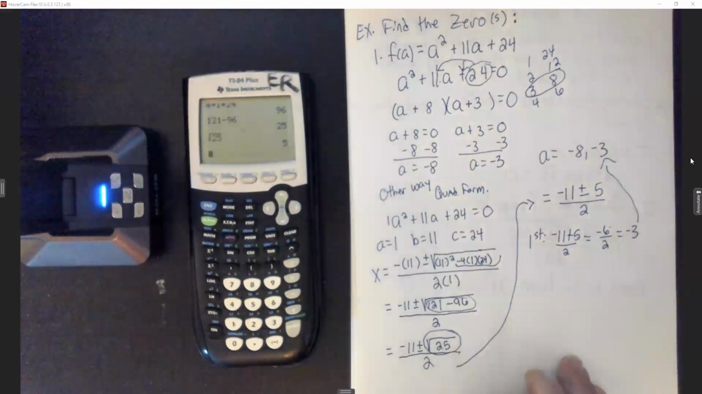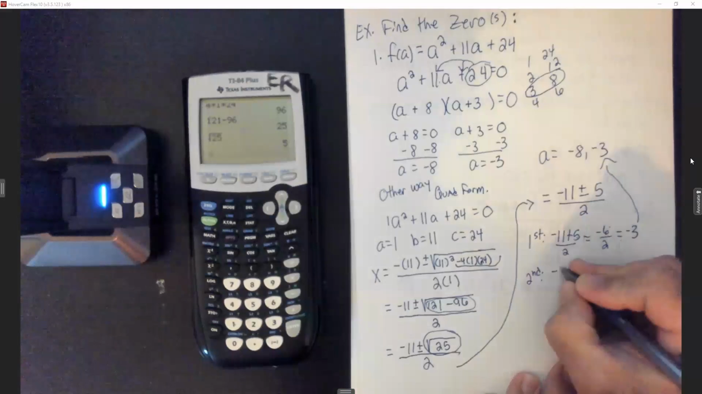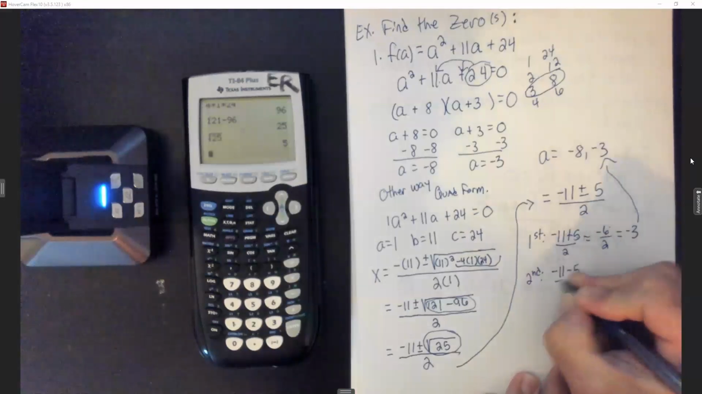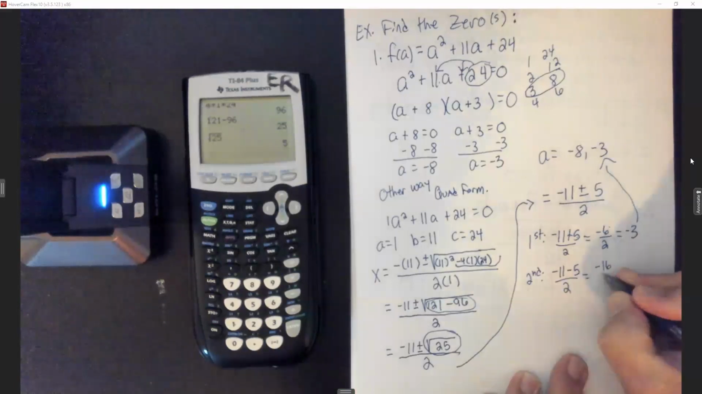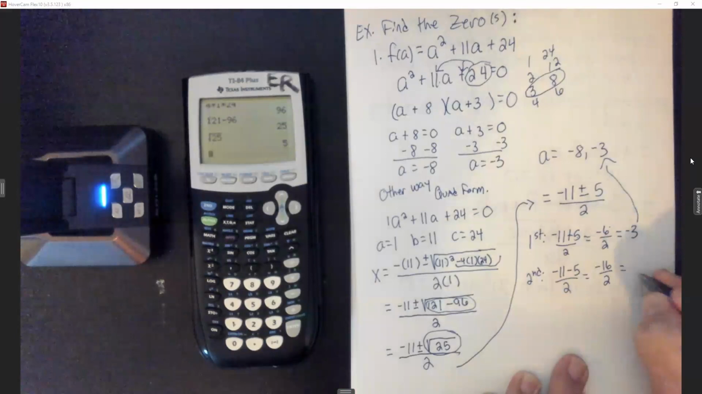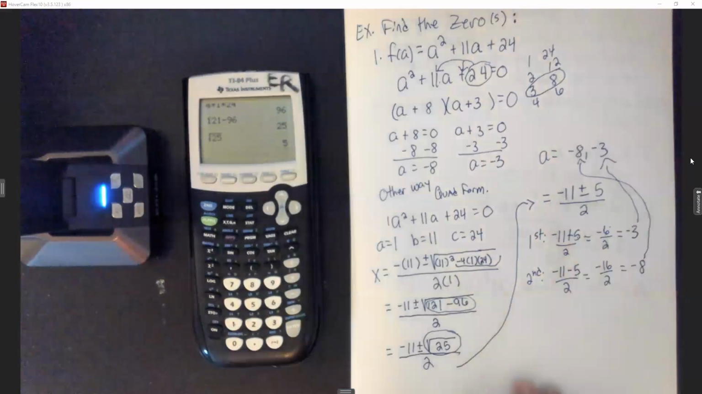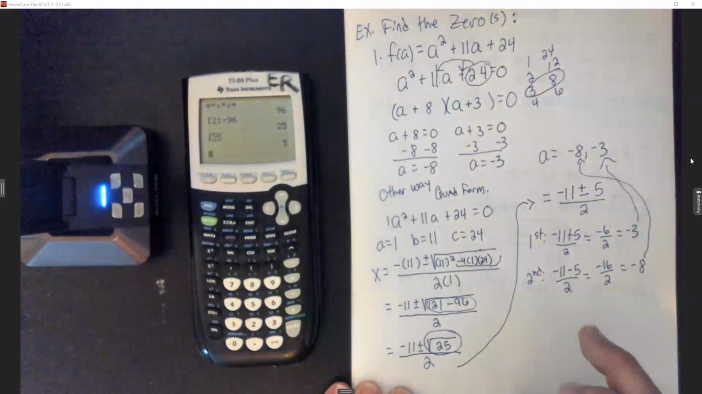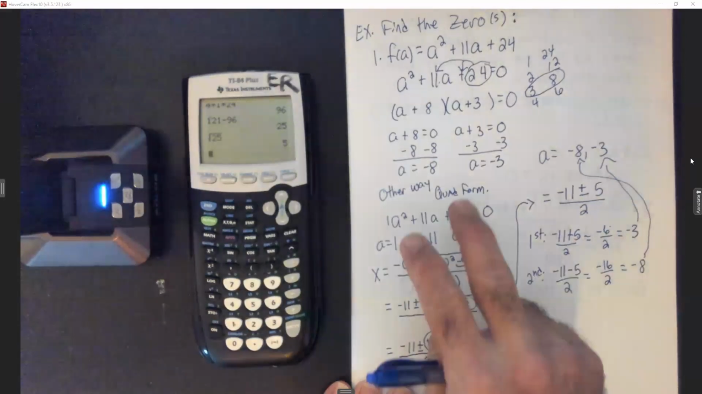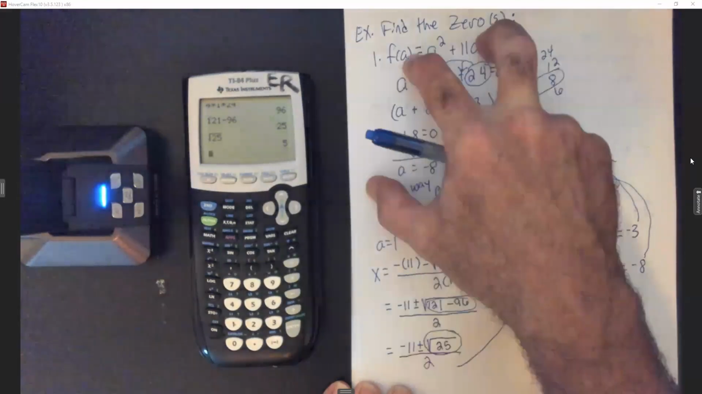And then to get the second answer, you're going to subtract 5. Negative 11 minus 5 divided by 2 would be negative 16 divided by 2, which is negative 8, which is my second answer. So the quadratic formula has a little bit more work, but it will solve everything that you can solve by factoring. Now, the difference is factoring can't solve everything that the quadratic formula can, okay?